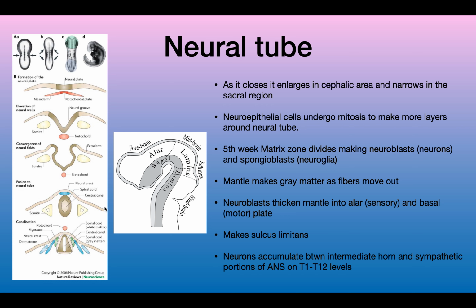And then the neuroblasts will thicken the mantle into the alar plate, which is going to be the sensory area, and the basal plate, which is the motor plate. And together that will make the sulcus limitans. And then the neurons will accumulate between the intermediate horns and the sympathetic portions of the autonomic nervous system on the T1 to T12 levels.